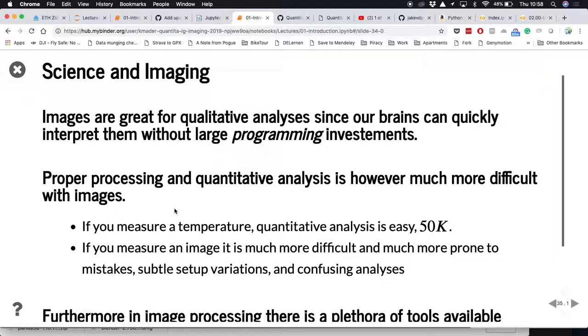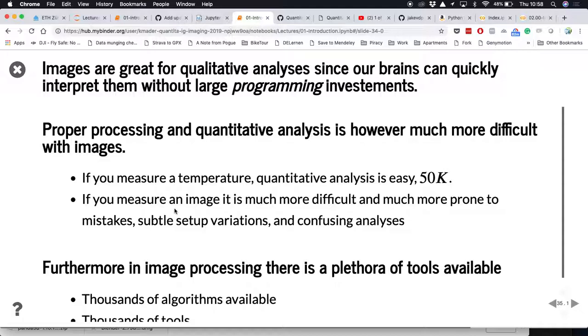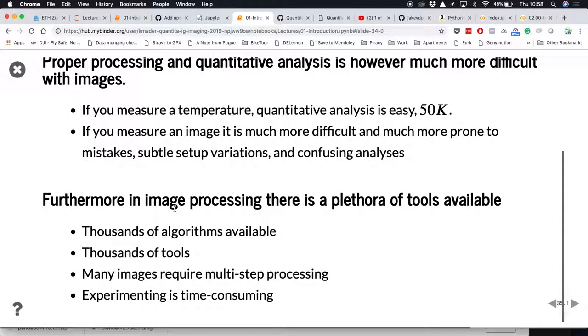For a temperature, it's a number. It's 50 degrees Kelvin. You can measure it 5 times and then average it, and that makes sense. With an image, you can take 5 different images, but if you average them together, you now have a blurry image. And it doesn't necessarily help you understand how noisy the process is or how reliable the tool that you're using is.